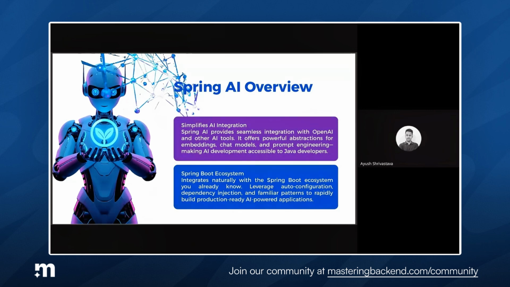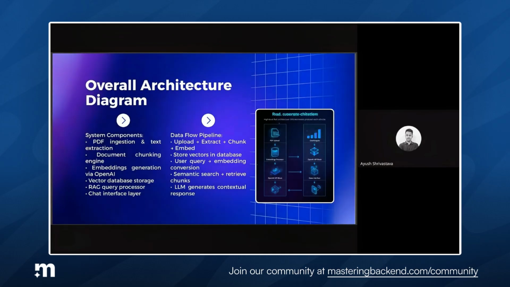Now a Java developer can use AI in a similar way. If you know the Spring Boot ecosystem, then you are very familiar with Spring AI, because it is very similar to Spring Boot. Now there are some important components of Spring AI. For example, the chat client that we understood previously, the chat model, the embedding models that we understood previously, the vectors, and the documents.